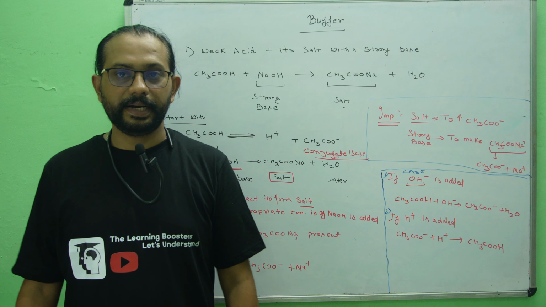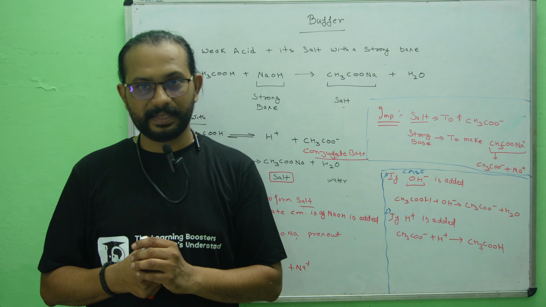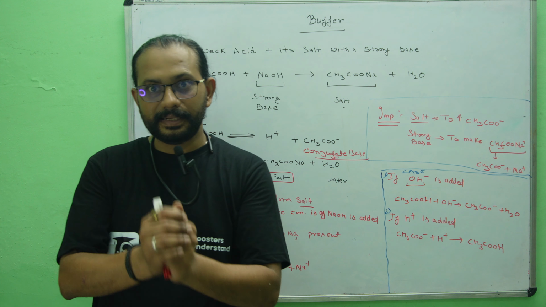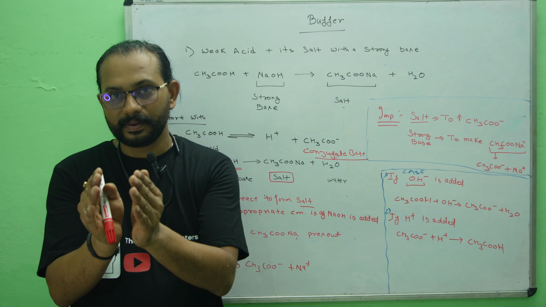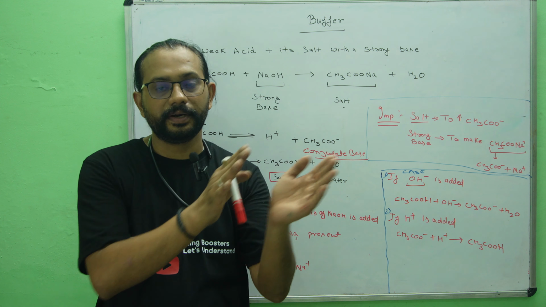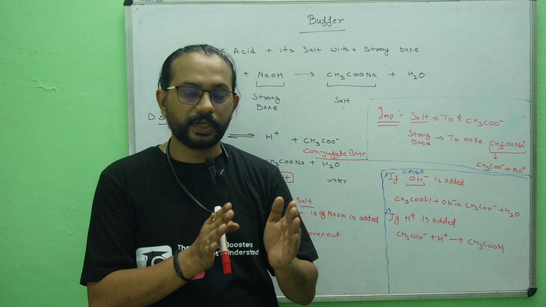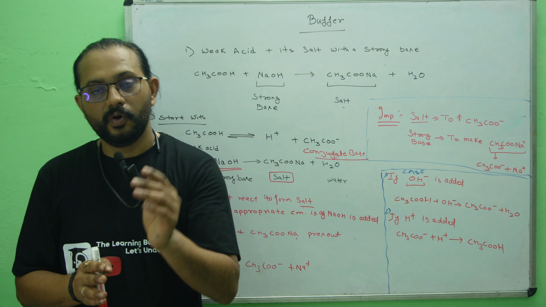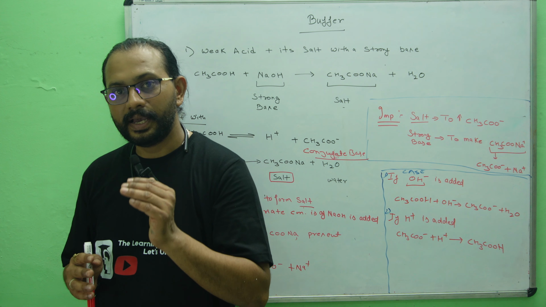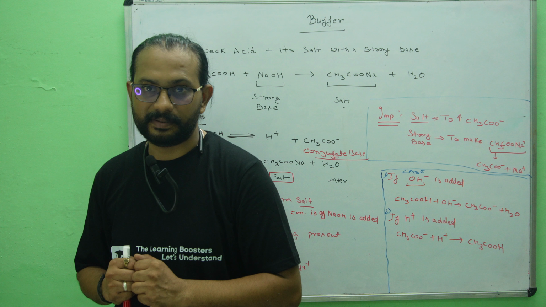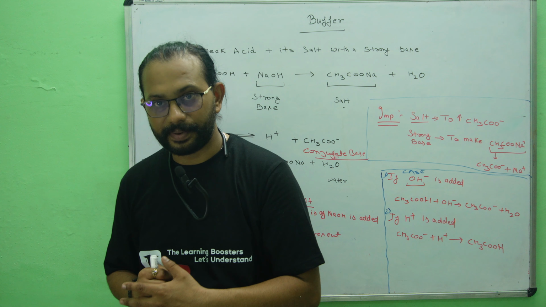Now let us understand the buffer system by taking the example of acetic acid. You might have heard and learned about it. Acetic acid is a weak acid, and a weak acid with its conjugate base is what I call a buffer system. One more important thing: this lies in the category of acidic buffer system, because it operates under pH 7.